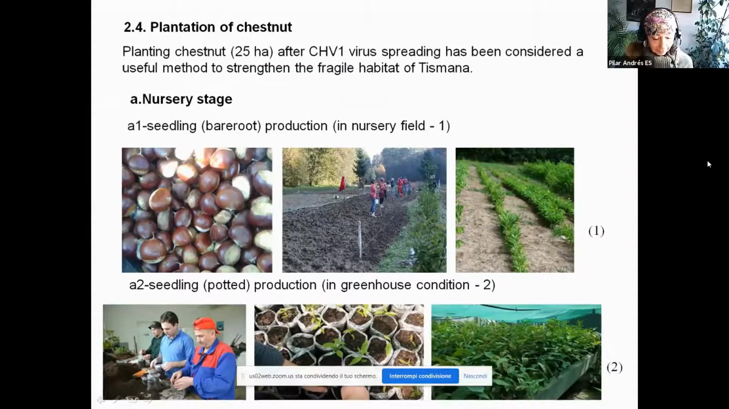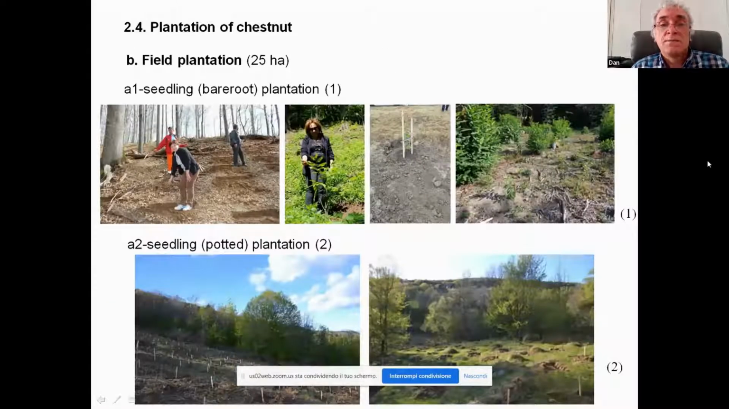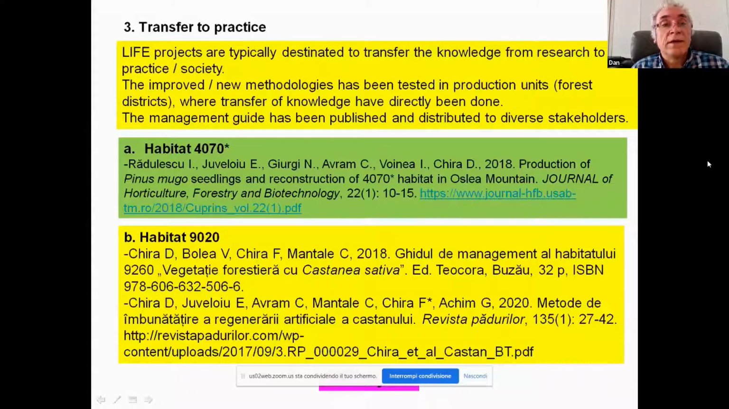We did supplementary plantation to recover some areas where the chestnut was completely destroyed and suppressed by other forest species. Next slide. This is the final one. So we published the results. All the information is on the slides and on the home site of the project.